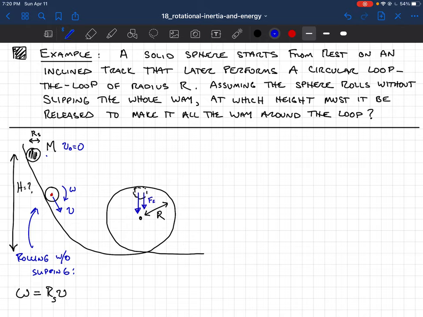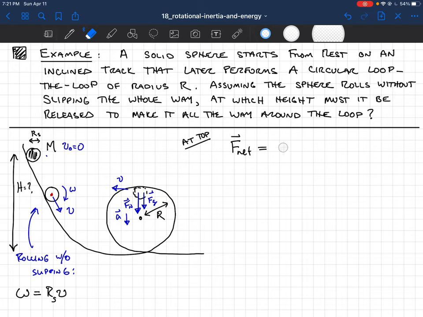If you remember, we've done this before, there's going to be a force of gravity and a normal force. That's the free body diagram for the object. The acceleration vector will also point down, meaning towards the center, because its velocity is tangent to the circular path. So if we do Newton's second law there, at the top, F net is equal to M a. I should say capital M because that's what I chose for my sphere.